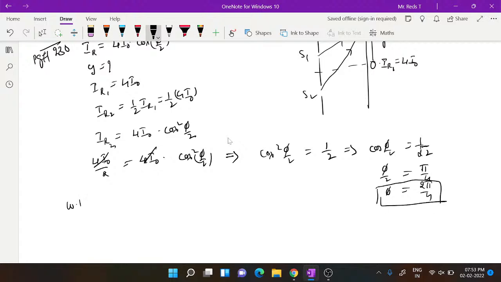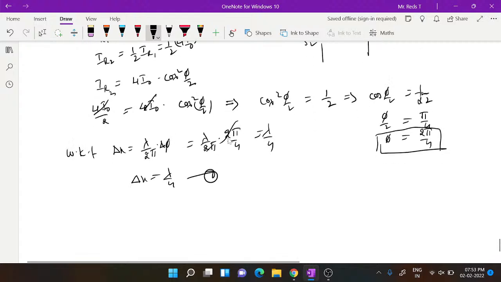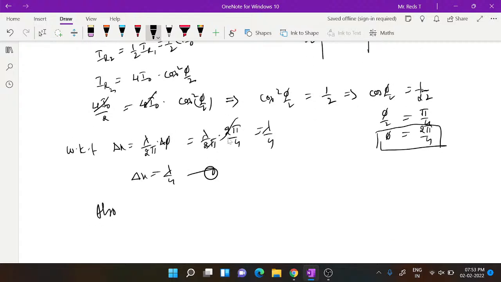We know that delta x is equal to lambda by 2 pi into delta phi. For this condition the phase difference is 2 pi by 4, so we get lambda by 4. So delta x is equal to lambda by 4. Let us call this equation 1. But we also know that delta x can be expressed in terms of y. It is d sin theta. For smaller angles, sin theta is equal to tan theta, so it is d into y by D. Let us call this equation 2.